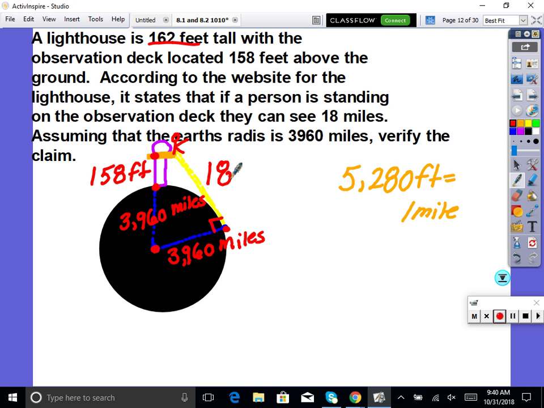Yeah, just adding and solving. So let's just pretend it's like, are they right? Can they really see out 18 miles? Let's pretend that's not 18. Let's just see if it works. Let's put a question mark here and solve.